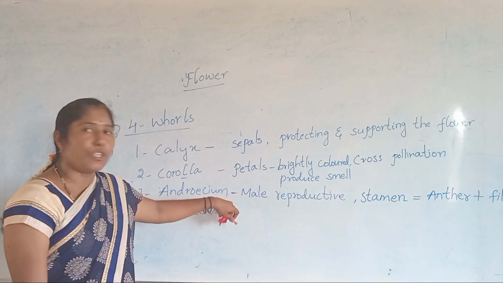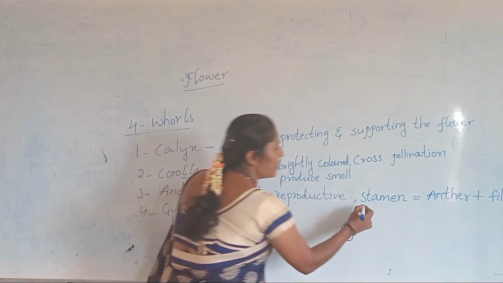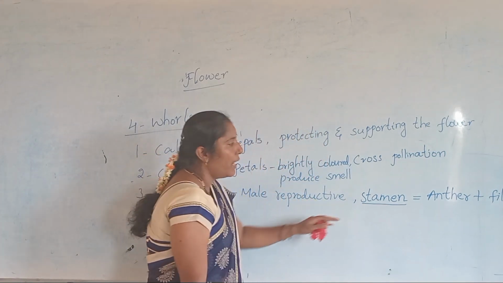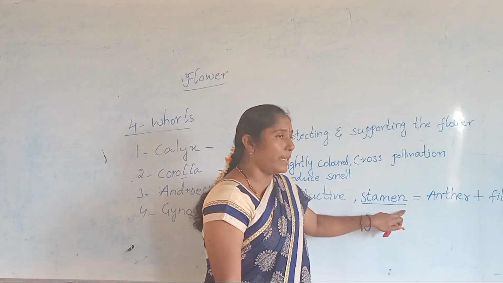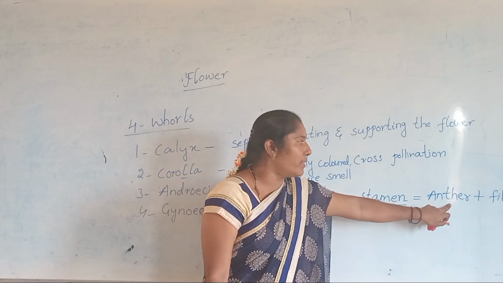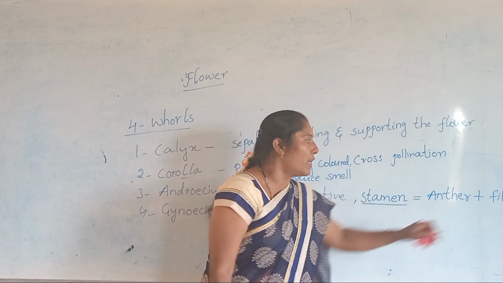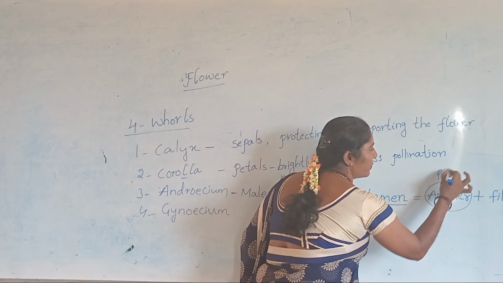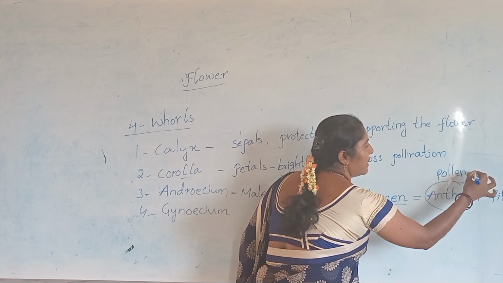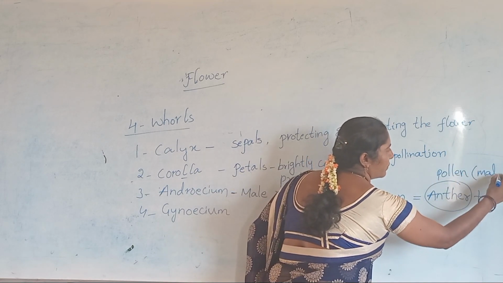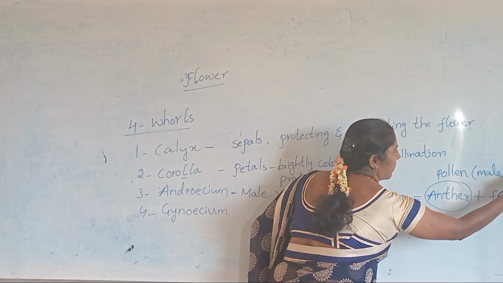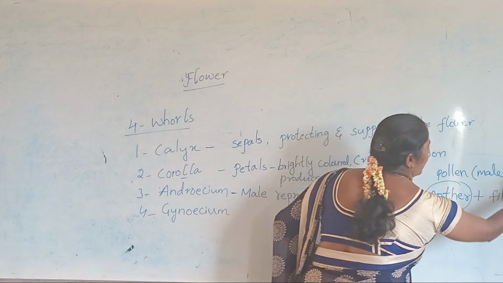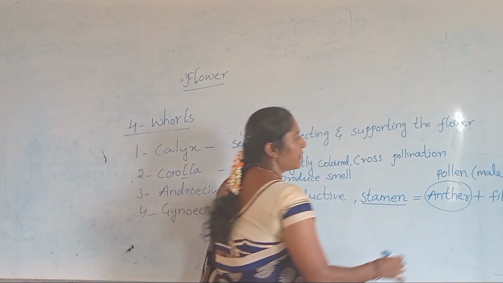What does androecium produce? Androecium consists of stamens. Each stamen consists of two parts: one is the anther and the other is the filament. And anther produces the pollen, and this is the male gamete.